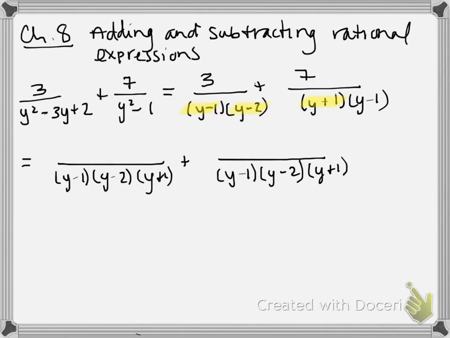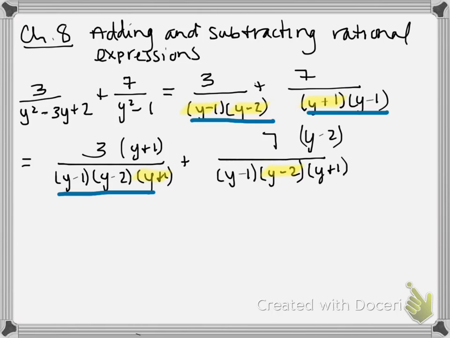If I compare this denominator here to this one here, I can see that the thing that's different is this y plus 1. And I'm not allowed just to throw in a y plus 1. I'm going to have to compensate for that by also multiplying by y plus 1 in the numerator. And the 3 was there originally. Let's look at the second term. If I look at the second term, the thing that's new is the y minus 2. See, there's no y minus 2 here. So I'm going to have to compensate for that by also multiplying by y minus 2 in the numerator. And there was a 7 originally.